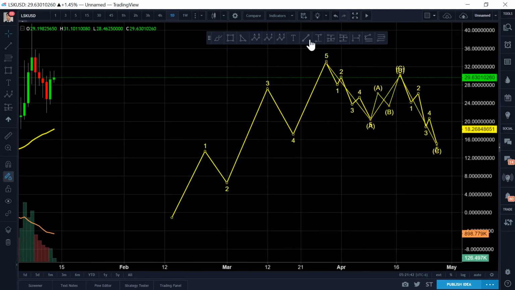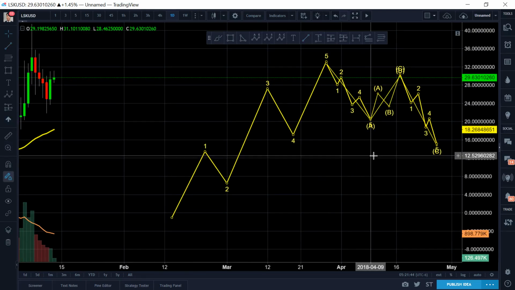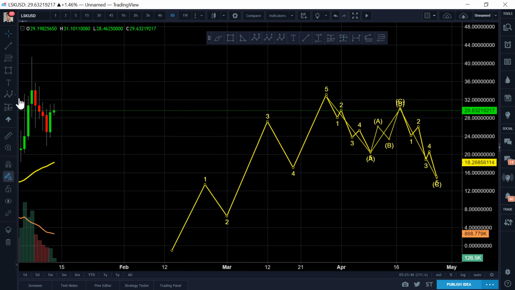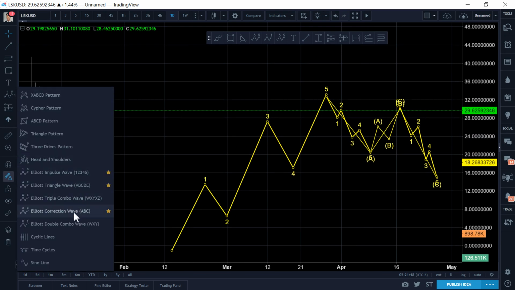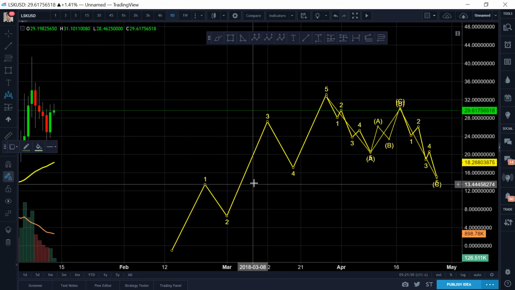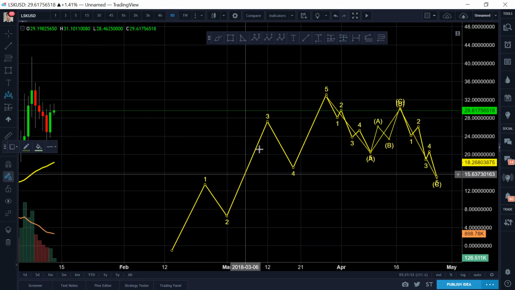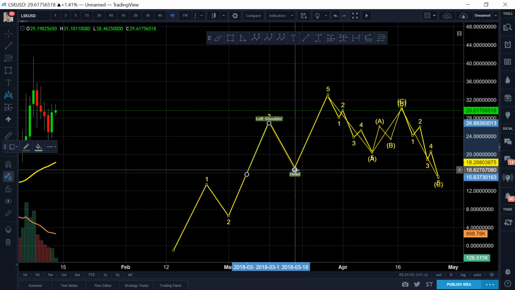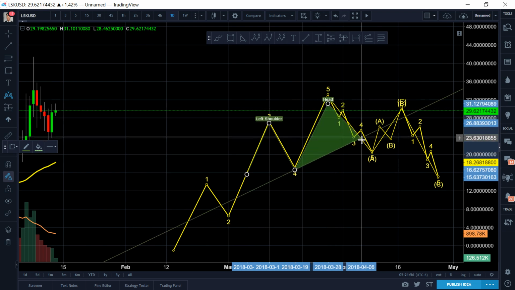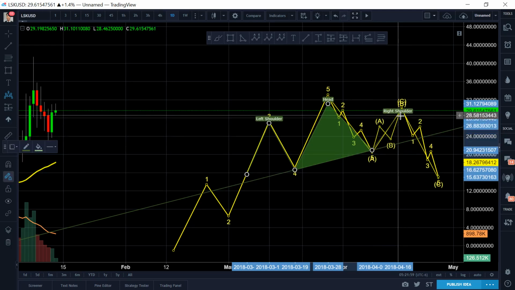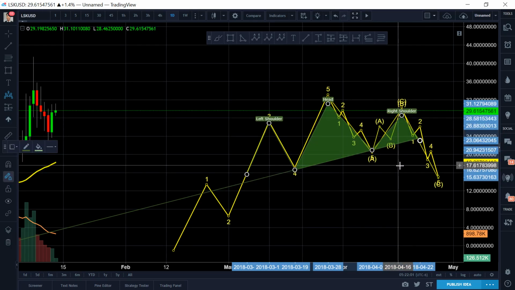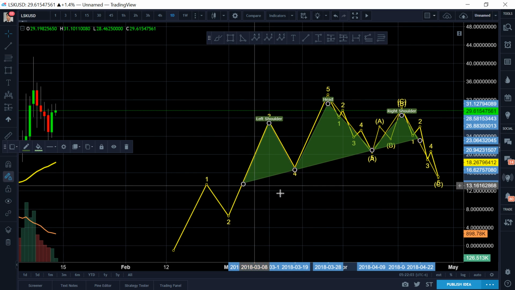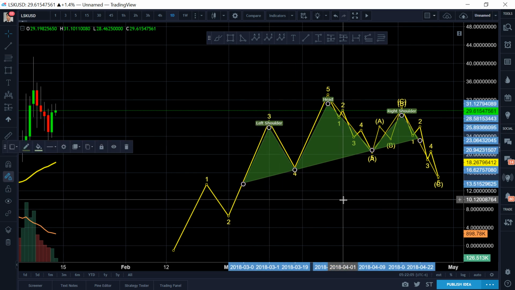Now, it's a crucial thing here to make note of. Do you guys know this pattern right here called the head and shoulders pattern? This is just a little theory on the side. Do you guys know this pattern? Yeah, I know you guys know this pattern. Head and shoulders, right? This is a head and shoulders pattern.